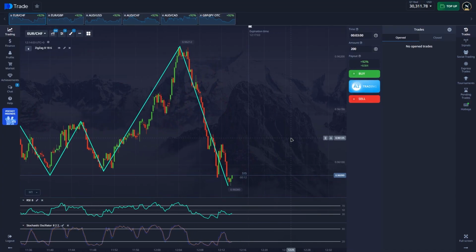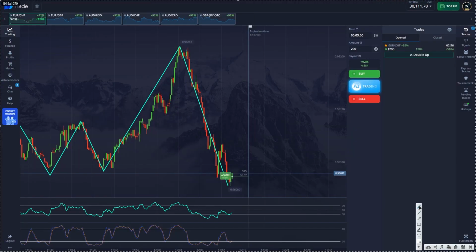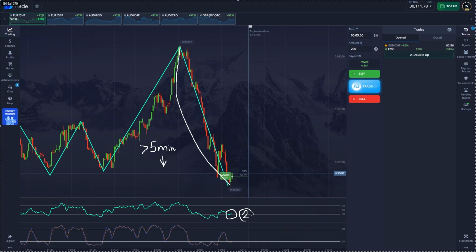Found that it's possible to open a buy trade on the Euro-Swiss franc trading pair. Let me explain the logic of the strategy. First, we look at the chart and the zigzag indicator. If we want to open a buy trade, the first signal will be that the chart and the indicator have been pointing down for more than 5 minutes. Secondly, we look at the RSI indicator and stochastic oscillator and see that they are both in the oversold zone. This will be the second and the third buy option signal.